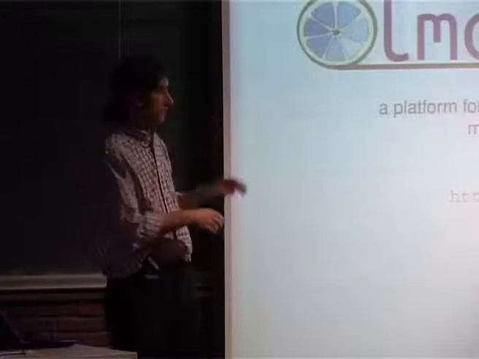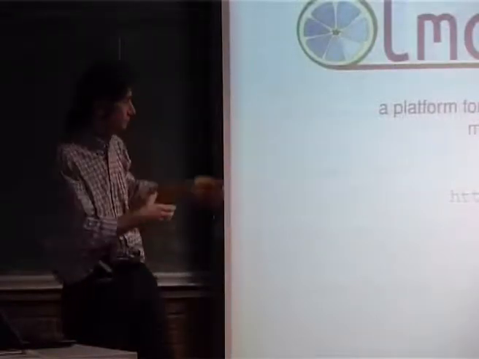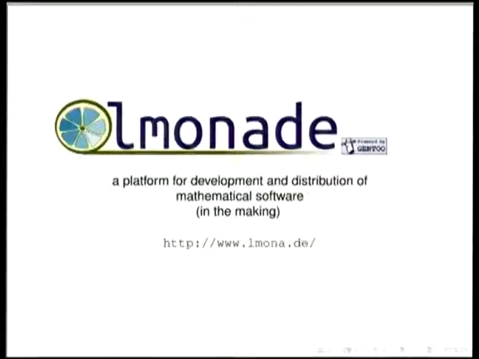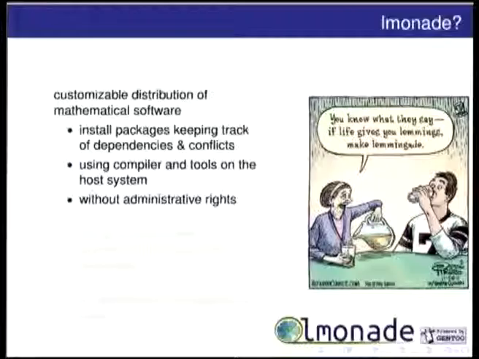So the solution is actually to use the distribution tools that we already know of and provide a solution to mainly mathematical software, because this is my motivation, but of course it works for any scientific software setting. What do we want? We want a customizable distribution of mathematical software, which will let us install packages, keep track of the dependencies and conflicts.